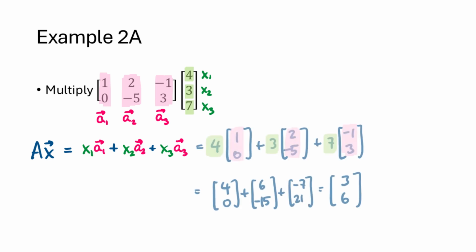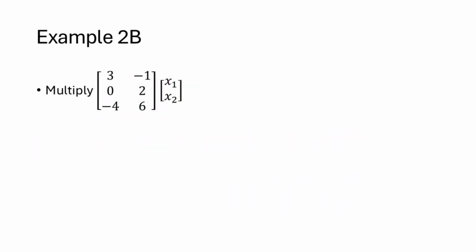So we compute 4, the first entry of the vector x, times the vector 1, 0, the first column of A, plus 3, the second entry of our vector x, times the vector 2, negative 5, that's the second column of A, plus 7, that's the third entry of my vector x, multiplied by the vector negative 1, 3, that's the third column of the matrix A, and then we multiply and add, and we get the final result of the vector 3, 6.